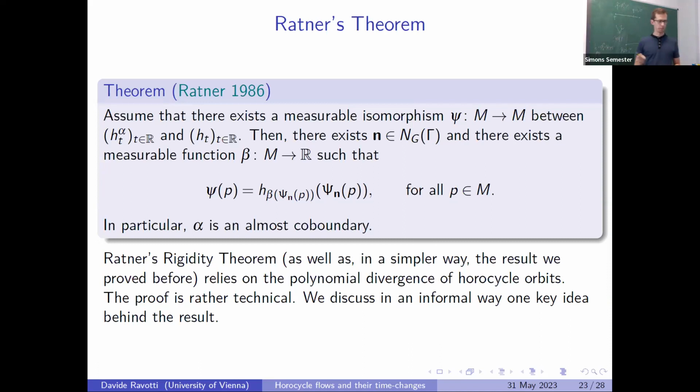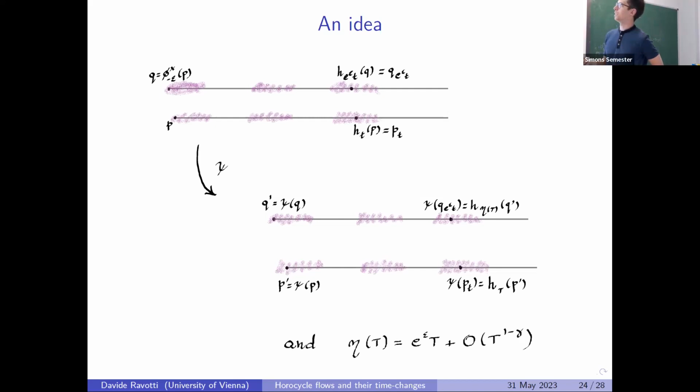Okay, pictures. This is the same picture. I start from a point P, and now I take a point Q, which is the point P moved a bit, like minus epsilon, in the geodesic direction. Psi of P is going to be somewhere, I call it P prime. Now I want to understand where Q prime is, being the image of Q under psi.